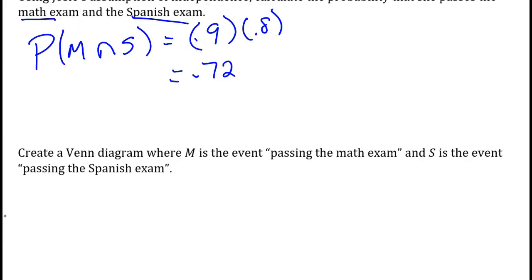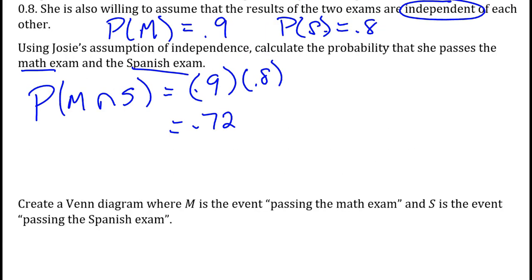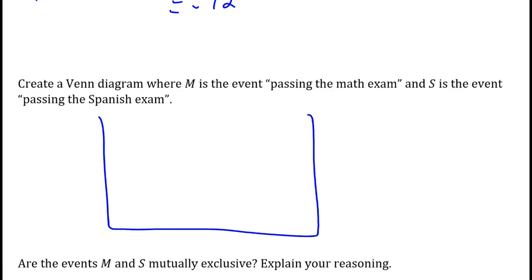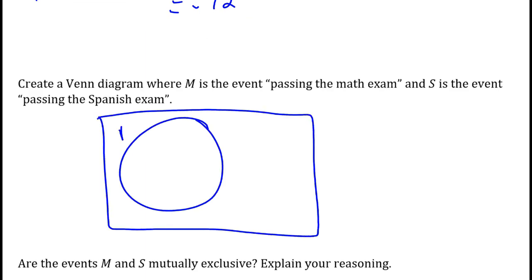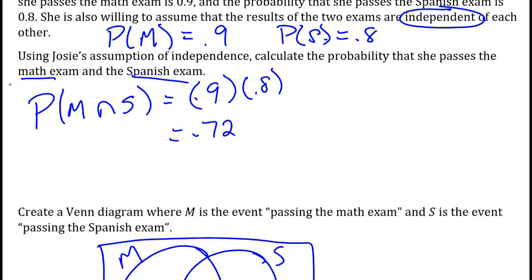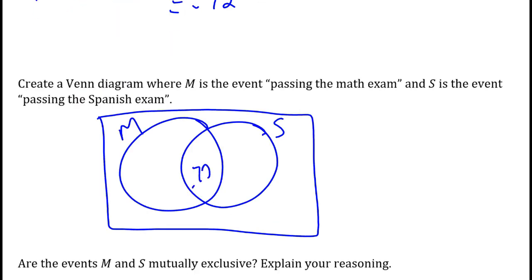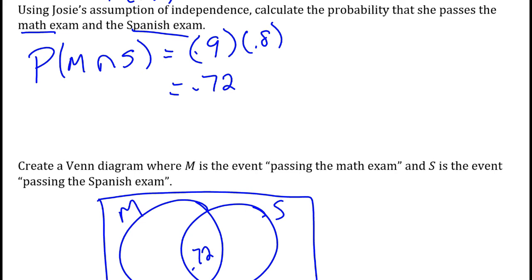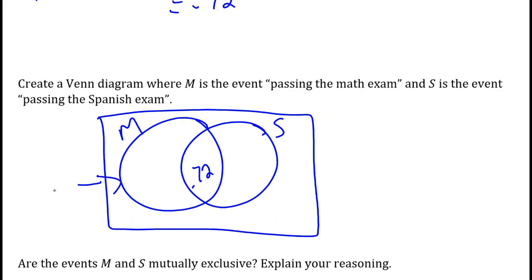Create a Venn diagram where M is the event passing math and S is the event passing Spanish. So let's make our Venn diagram. That's math, that's Spanish, and because we assumed that they're independent, I know that AND probability is 0.72. The entire math circle is 0.9. The entire Spanish circle is 0.8. So what am I left with for this crescent here? Well, that has to be 0.08, 8%, and this is 18%, because I need that to add up to 90%.